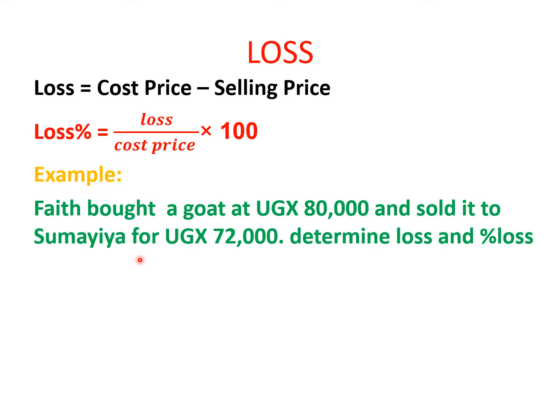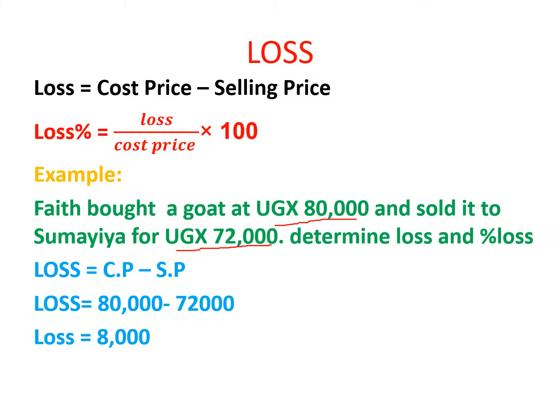Then I have one example: Faith bought a book at 80,000 shillings and sold it to Sumaya for 72,000 shillings. They are saying determine the loss and also the percentage loss. Remember, we have agreed that loss is equal to cost price minus selling price. But now buying price is the same as cost price. The buying price here, I'm seeing 80,000, and then the selling price, I'm seeing this.